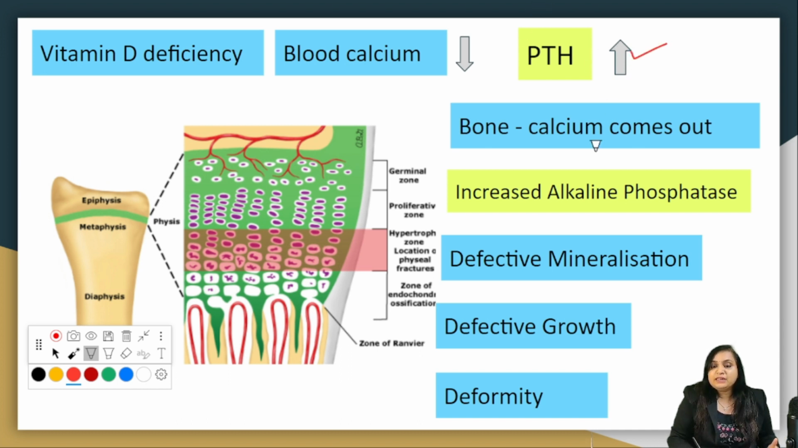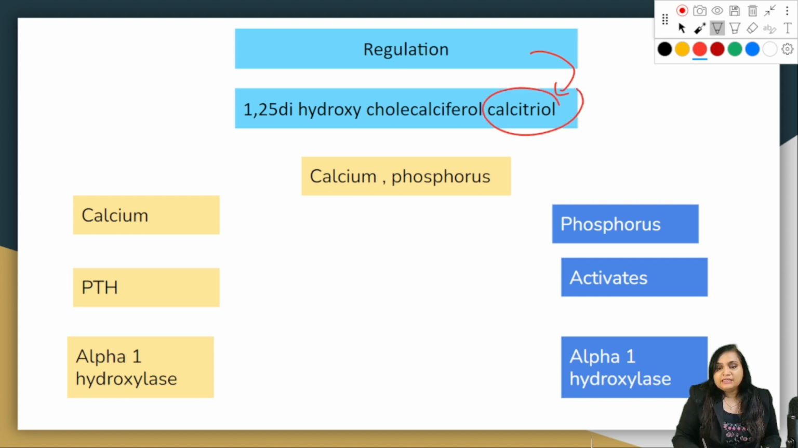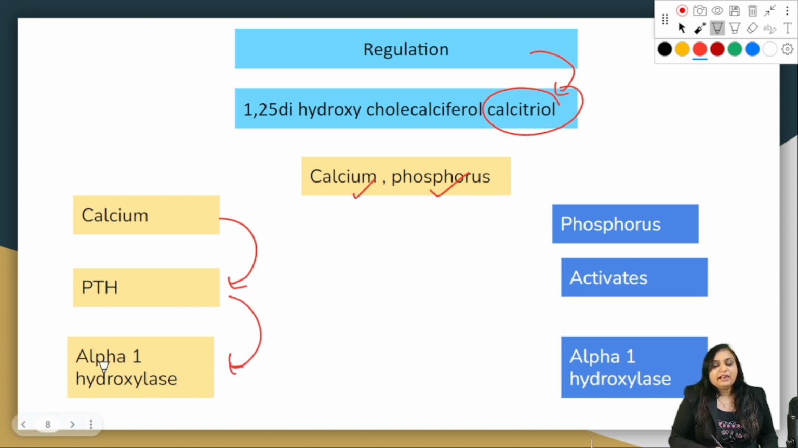So PTH will increase, the calcium will come out, there will be an increase in alkaline phosphatase, and defective mineralization and defective growth, which will lead to many deformities, which we are going to learn in upcoming slides. The regulation of vitamin D, calcitriol, is with the two important electrolytes, calcium and phosphorus. Calcium will act on PTH and PTH will again act on alpha-1 hydroxylase. Similarly, phosphorus activates alpha-1 hydroxylase.